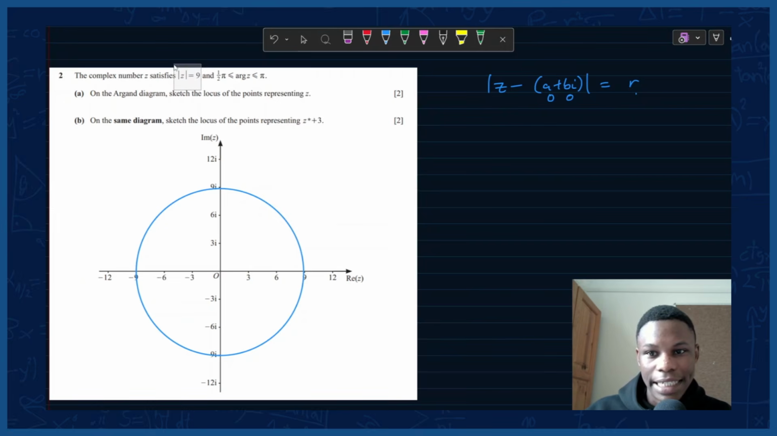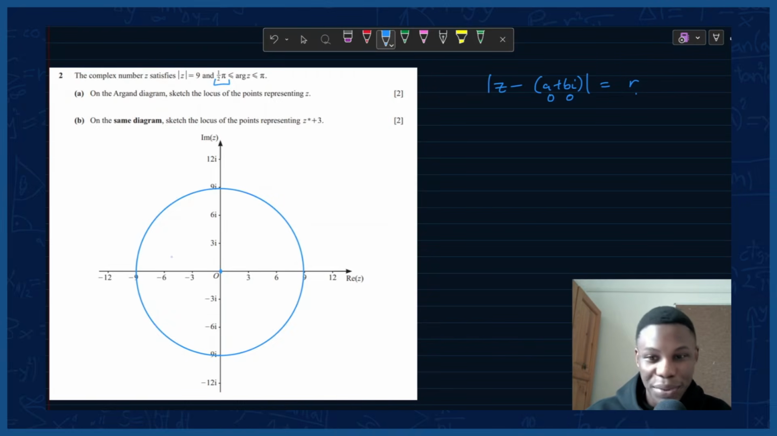The modulus of z is 9. Now the second condition is that the argument of z must be between pi over 2 and pi. So remember, argument is the angle formed with the positive real axis and your complex number. So since this is just arg z, we are going to reference from the origin. So we're drawing with reference to this point. So from the origin, I have to open an angle of pi over 2.